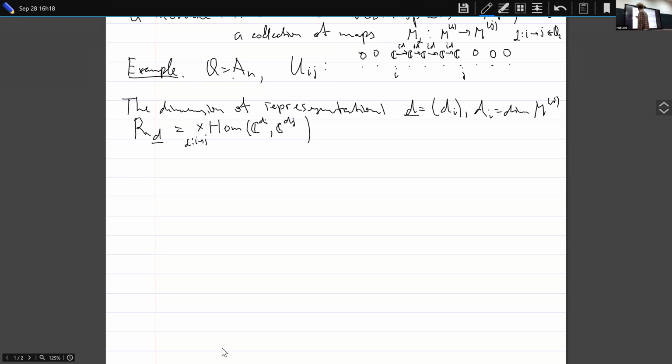So this is the representation space. Let me give you one more example. Actually, we'll be interested in this example. So let Q be Delta n, the equioriented type A quiver, the cyclic quiver on n vertices. And then I consider the module which I denote by U_{i,n}.